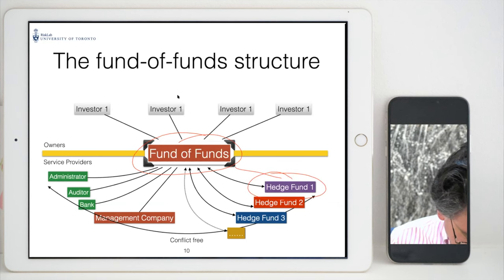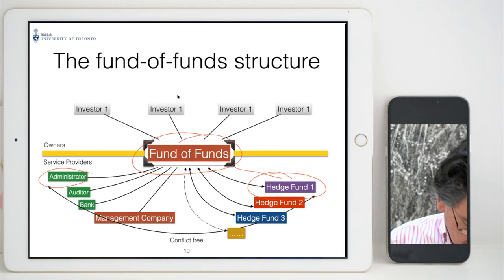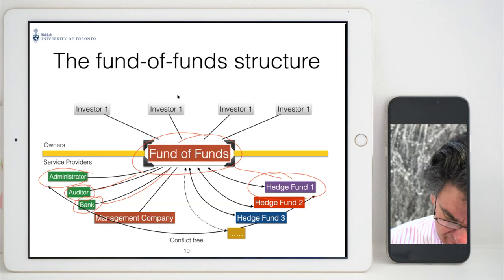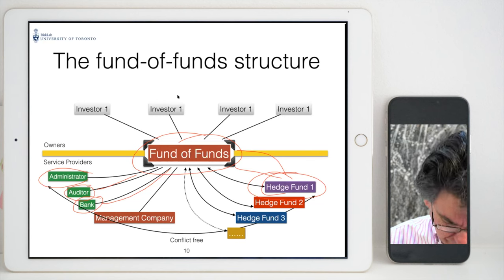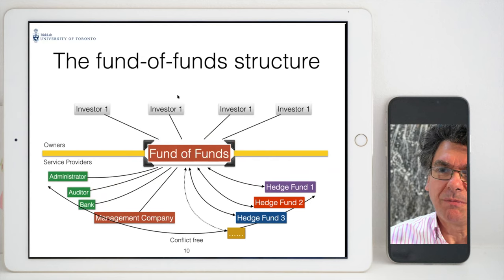Now, this fund of funds will also have to have an administrator, which is what counts the money. It will have to have an auditor that does the fund audit. It will have a bank where they keep the money, but there's not going to be any trading. The trading is not done by the fund of funds. The trading will be done in each of the underlying funds in which it invests. Okay. And the interesting part about this is that there is a very simple fund of funds that we have already seen.